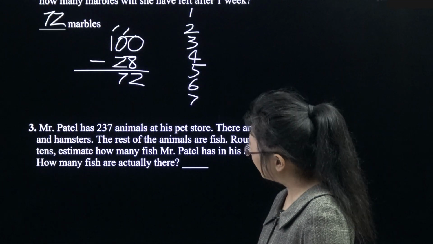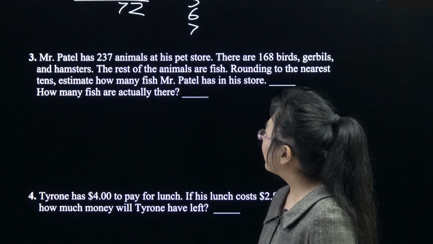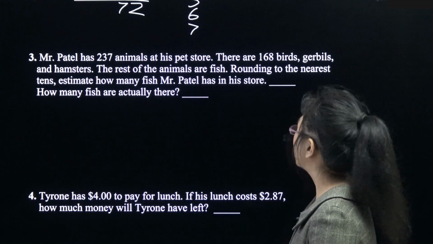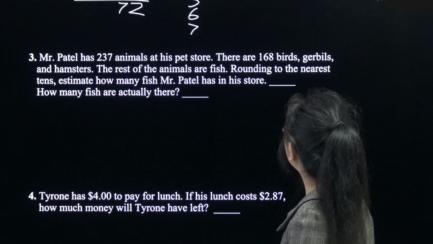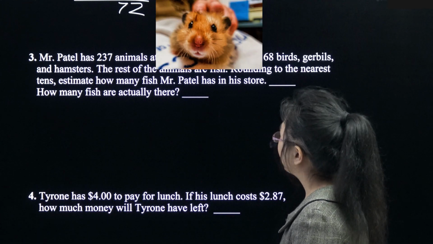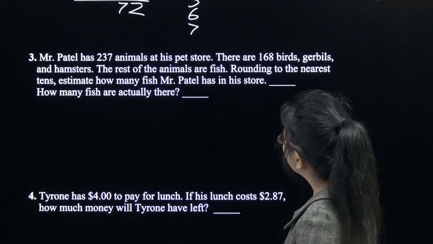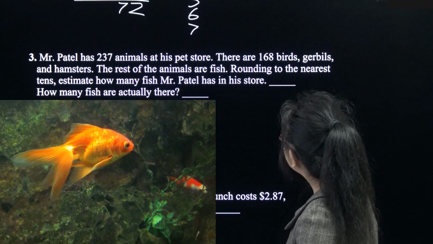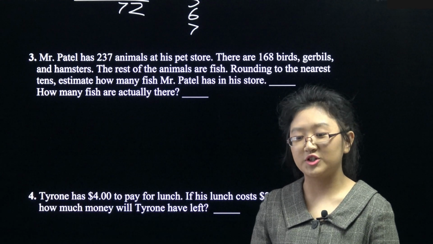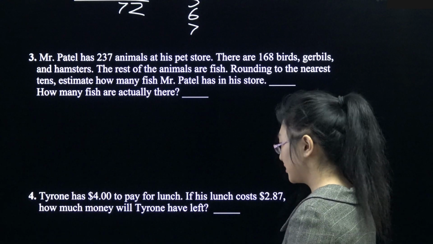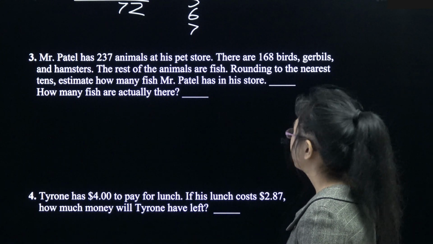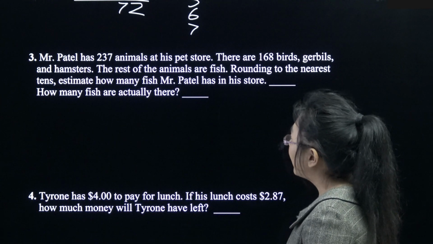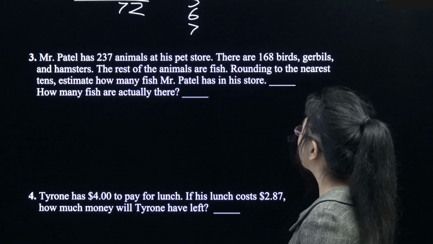Mr. Patel has 237 animals at his pet store. Oh, okay. There are 168 birds, gerbils, and hamsters. The rest of the animals are fish. Alright, then that's a lot of fish. But considering that fish have a lot of babies at once, yeah, that's not a lot of fish. Rounding to the nearest tens, estimate how many fish Mr. Patel has in his store.